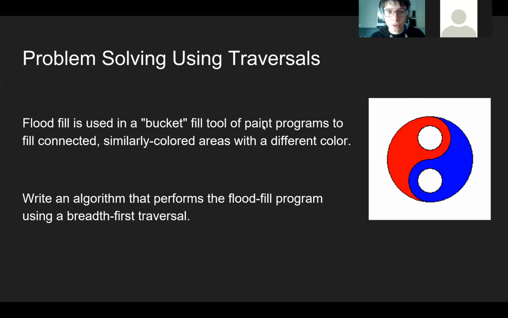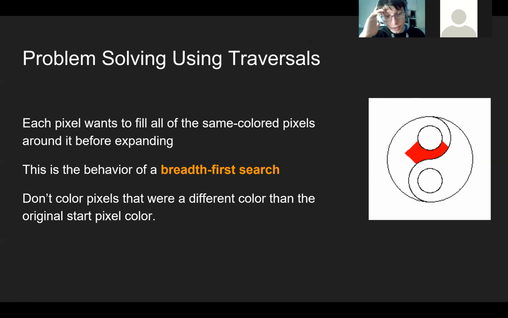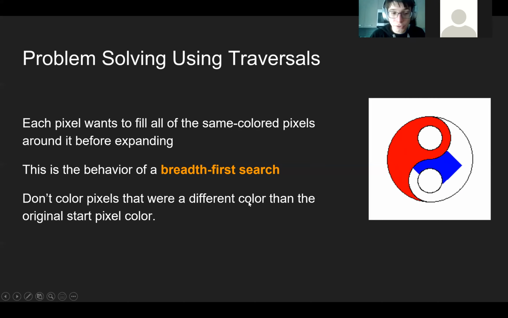So maybe we can think about the code. I don't know why it highlights breadth first search here, it's on the last slide, but that's fine. The whole idea is each pixel wants to fill all the same color pixels around it before it expands. So you color all the things around it, then you go further out. And this is just breadth first search. You don't color pixels that were a different color than the start, because that way we have the boundaries here with the black circles.